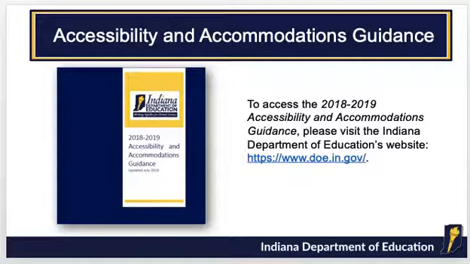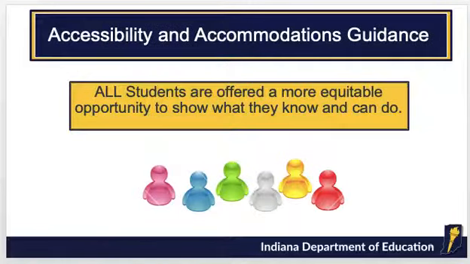The IDOE released the 2018-19 Accessibility and Accommodations Guidance to provide direction regarding what accessibility features and accommodations can be provided to different populations of students. Please reference this document at the link provided to fully understand the support that can be provided for students. It is expected that test administrators are thoroughly familiar with accommodations and guidance prior to administering an assessment.